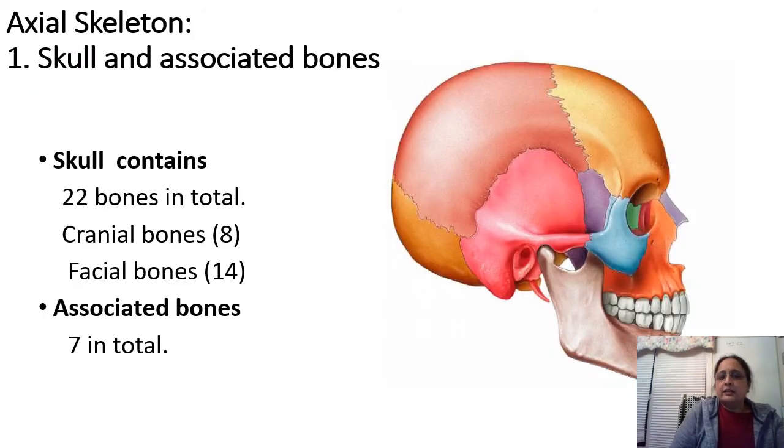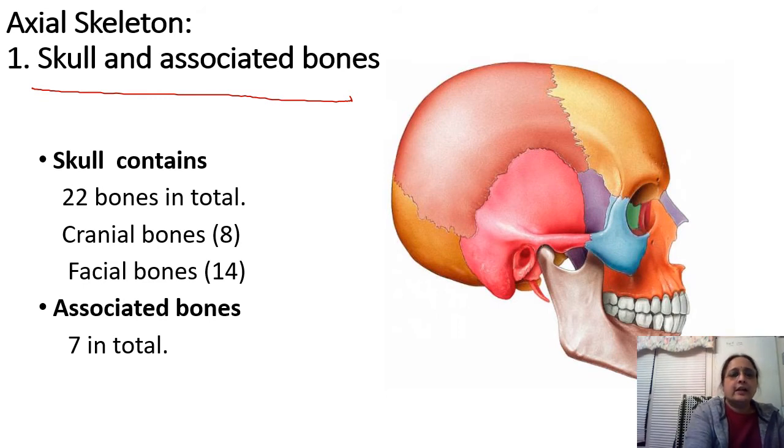Okay, let's go into detail about the axial skeleton. The first part, the main one, is the skull and associated bones. The skull has cranial bones that are 8, followed by the facial bones that are 14. So together a total of 22 bones are there. Followed by associated bones, 7 are there.